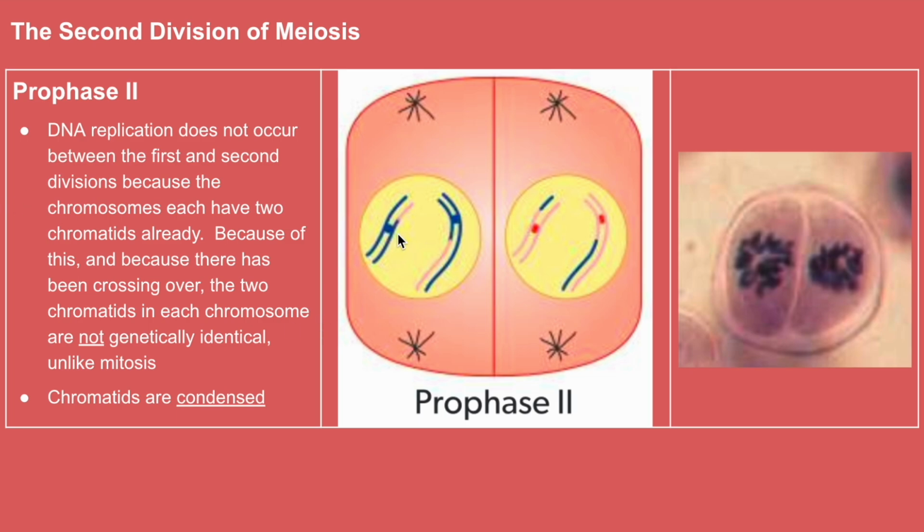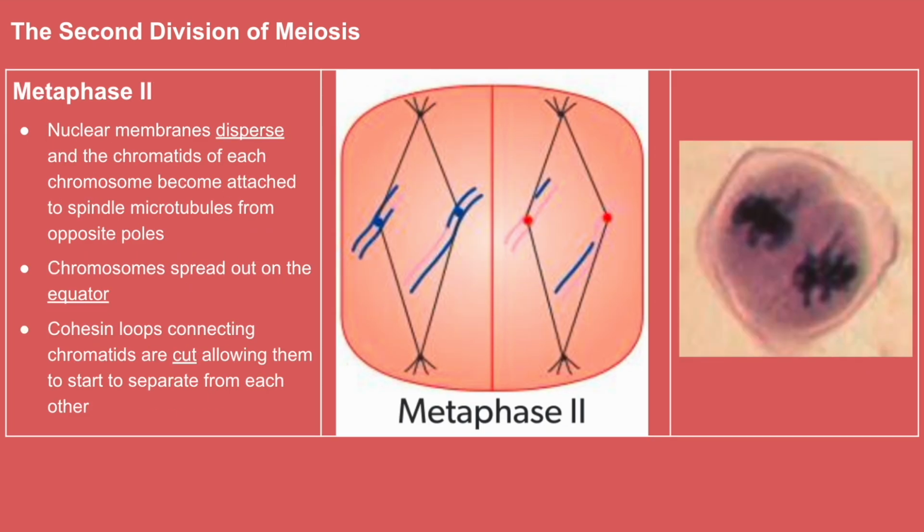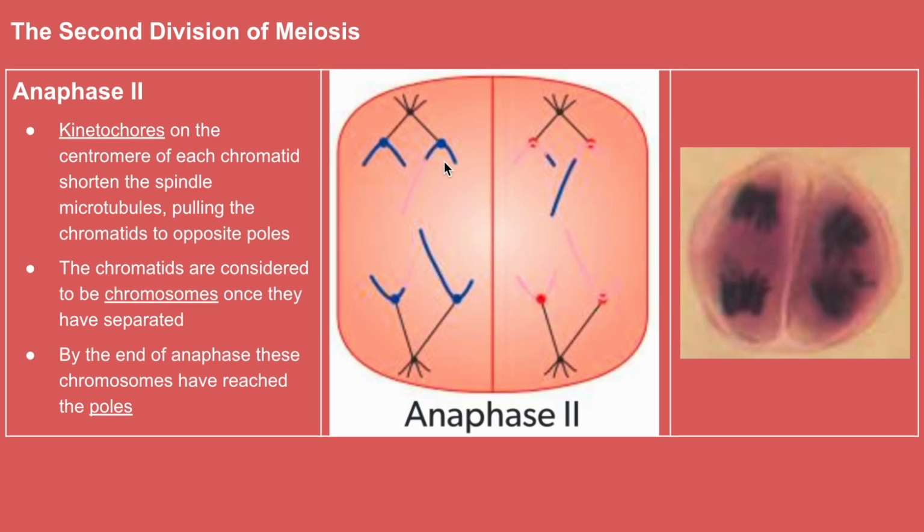So in prophase 2, same thing happened. We condense our chromatids, our nuclear membrane breaks down, okay? And we are then going to move into metaphase 2. This is where they meet in the middle, okay? The cohesin loops get cut. And then in anaphase 2, the kinetochores start pulling and separating those sister chromatids towards each pole.